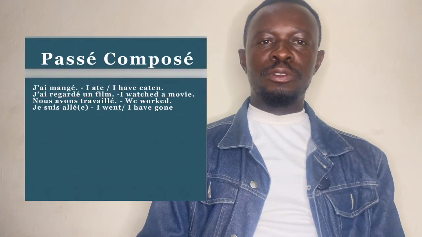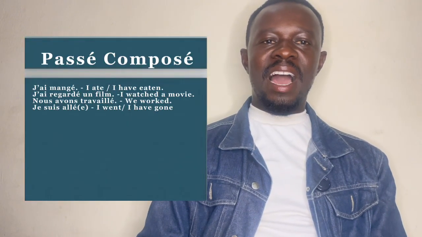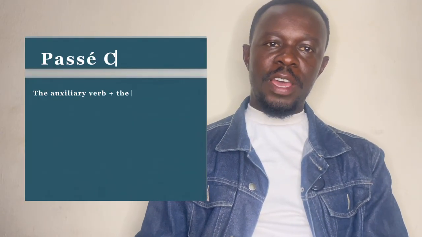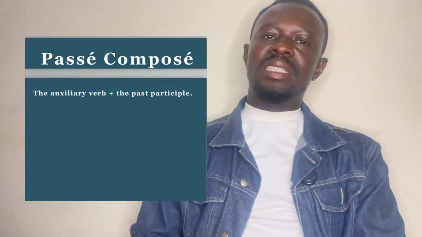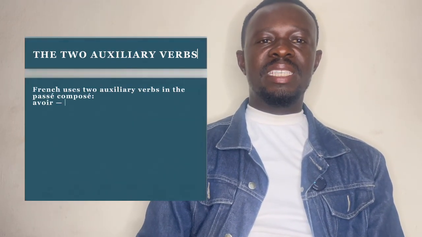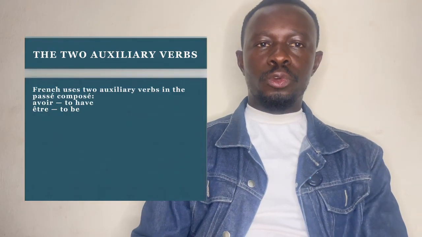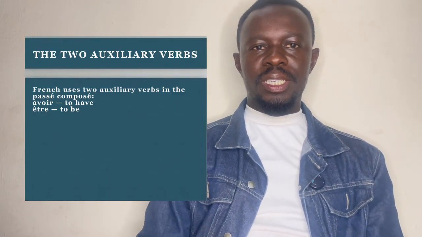But here's the good news. Forming the passé composé is actually quite simple. You mainly need two things. First, the auxiliary verb, plus the past participle. Now, let's learn the auxiliary verb. French uses two auxiliary verbs in the passé composé: avoir, to have, and être, to be.